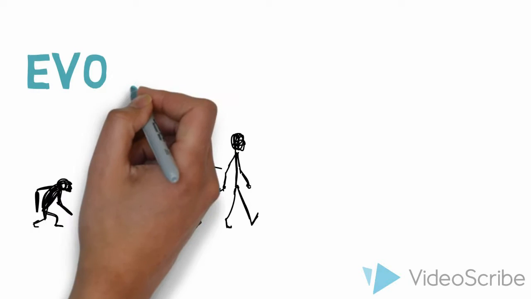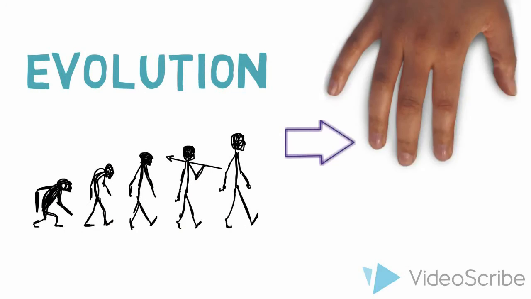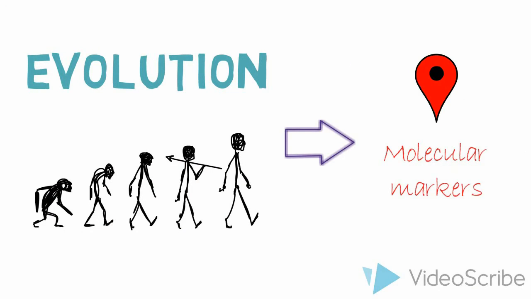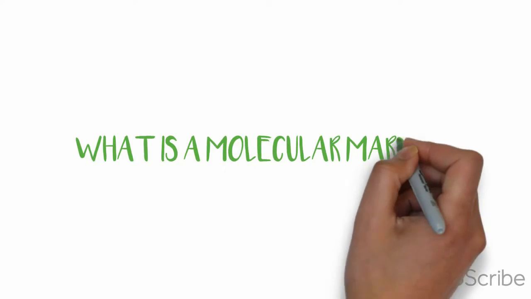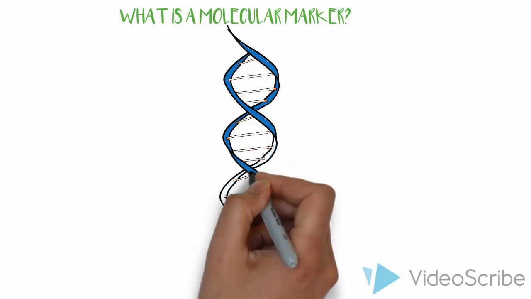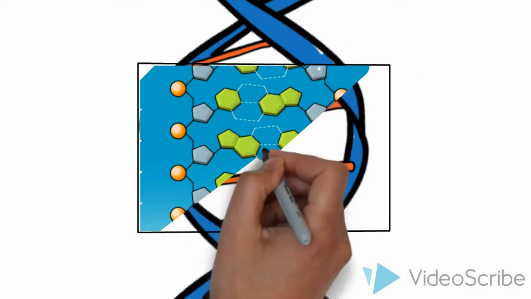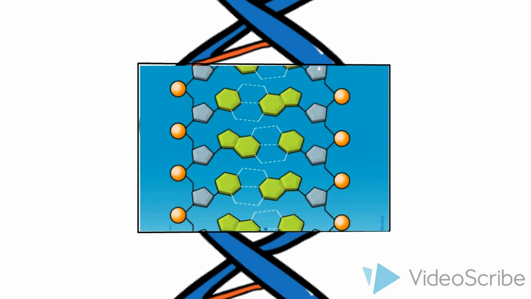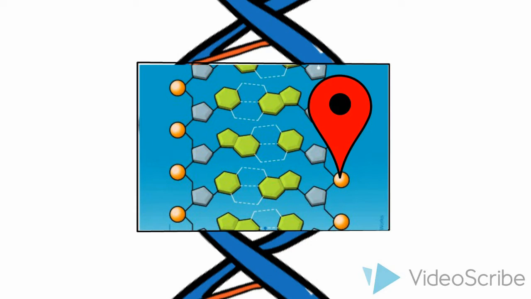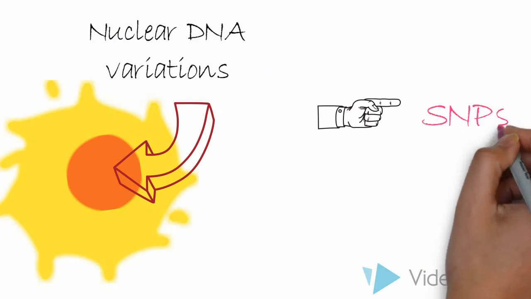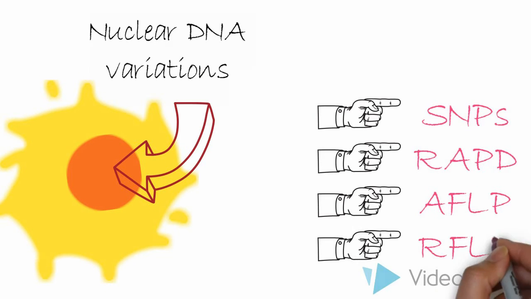Let's start by saying that evolution has been studied genetically using a very clever tool, molecular markers. But what is a molecular marker? A molecular marker is a DNA sequence located in an easily identified region of a chromosome, and its heritage can be traced. A marker can be a gene or any sequence with unknown function.